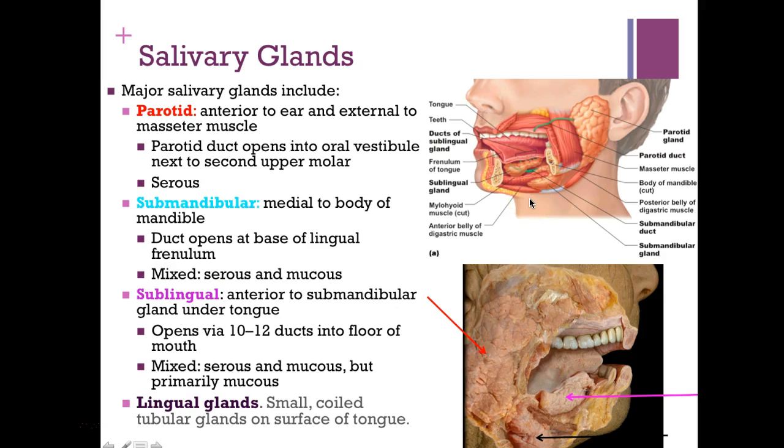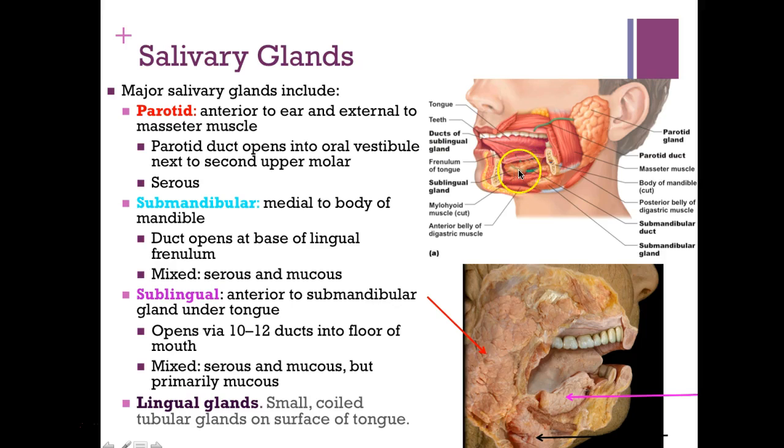Next, we have your submandibular gland, and your submandibular gland is going to be medial to the body of the mandible, and its duct is going to open at the base of the lingual frenulum. So you can kind of see this over here. And this has mixed serous and mucus fluid.